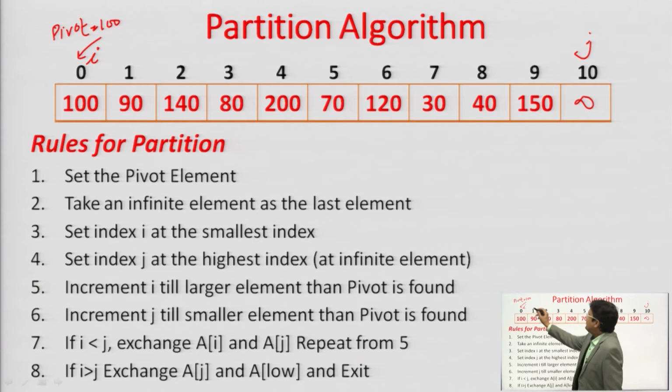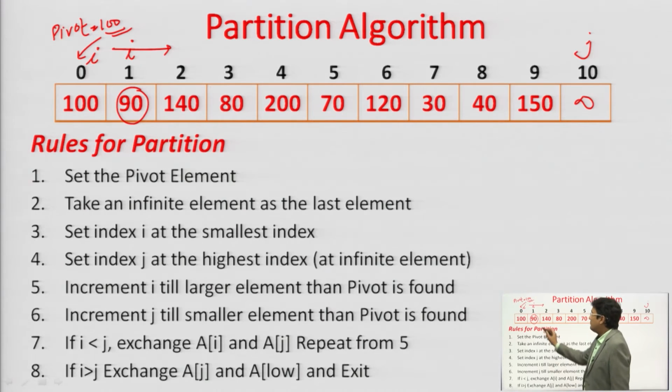Now, the process would be to increment i, or we progress i from left to right. The element which is larger than the pivot, we will stop i there. For example, if i is moved here, this element is not larger than the pivot. 100 is the pivot, but this element is 90 only. So, we will increment i again. Now, this element is larger than the pivot, we will stop here.